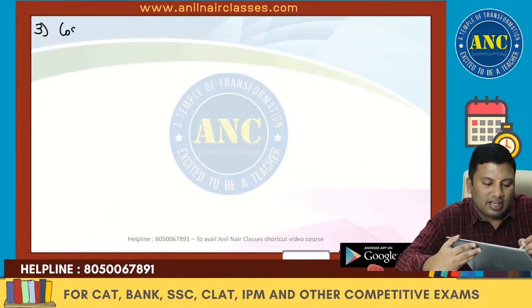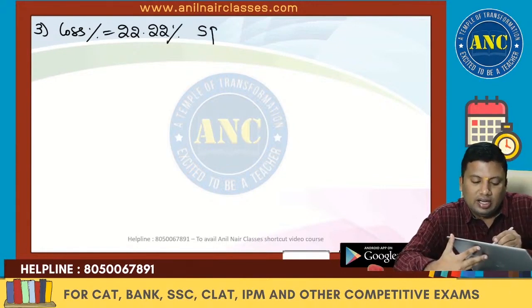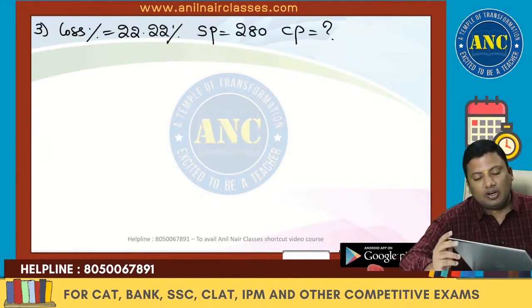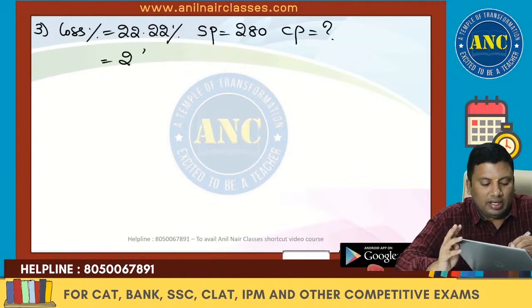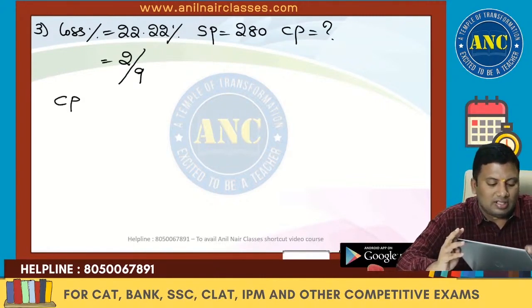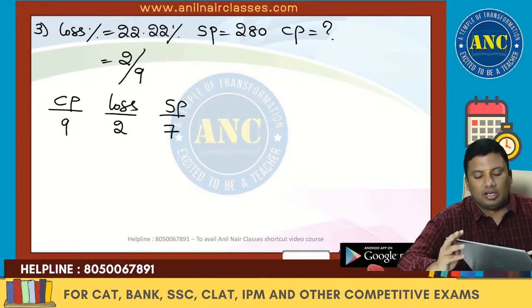Loss percentage is 22.22%. Selling price is 280. Find the cost price. Entire profit, loss and discount can be solved like this. 22.22 is 2 by 9. Denominator is always the initial value, which is 9. Cost price is 9. Loss is nothing but 2. Selling price is 9 minus 2, 7.